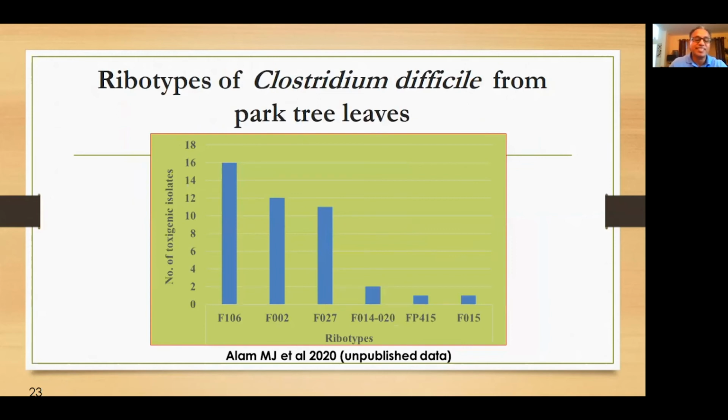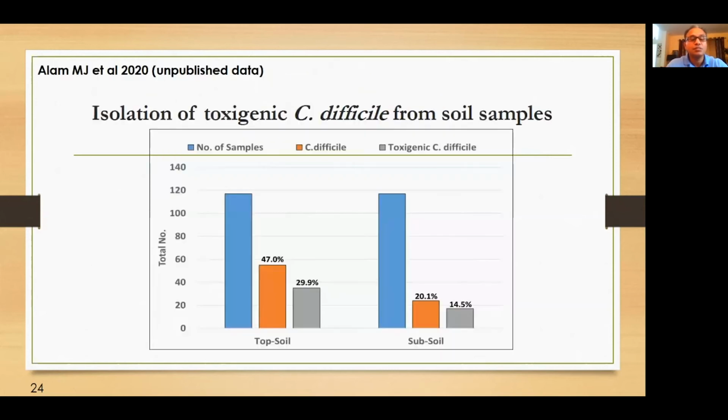And then we wanted to see the ribotypes. What is the diversity of these strains? And we found important ribotypes associated with clinical isolates. And therefore, we believe these are associated with human infection also. And then we also wanted to see whether the park soil samples or our backyard soil samples are contaminated with C. difficile, because we believe everything is contaminated with animal feces, including birds, insects, everything.